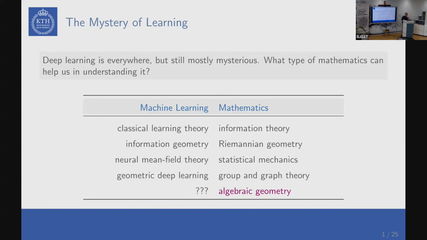But the big missing field, in my opinion, is algebraic geometry, which is a shame because algebraic geometry is a very popular field in pure mathematics. It's maybe the most popular field in pure mathematics, I would say, at least in the culture I come from. And it's quite a shame that it has not been considered in the vast field of machine learning. So today I'm going to try to fix that.